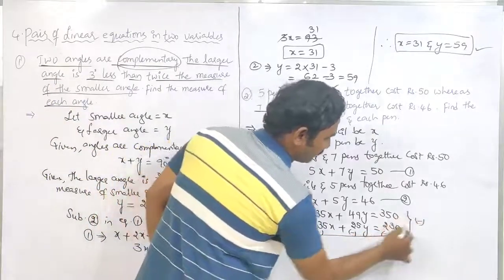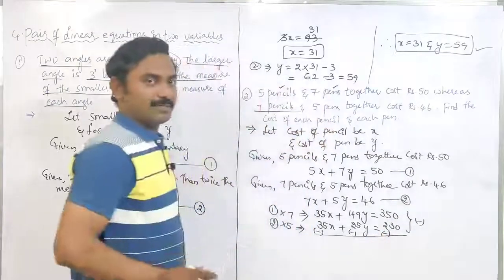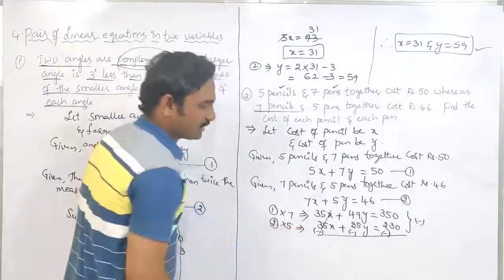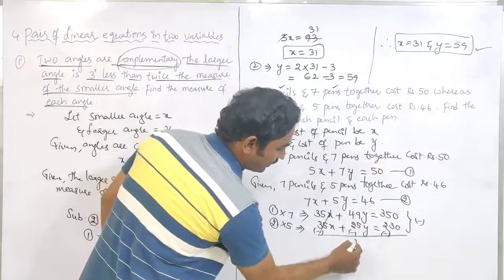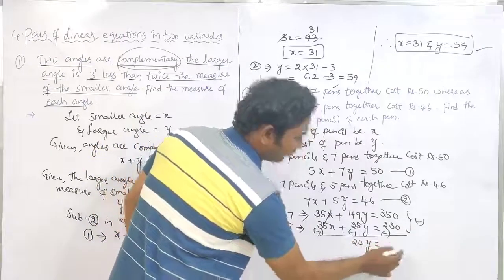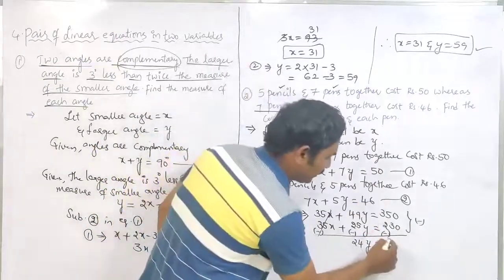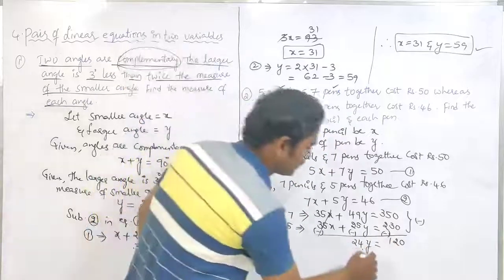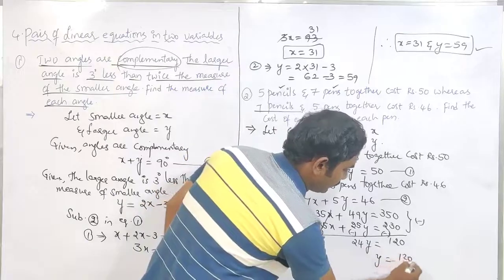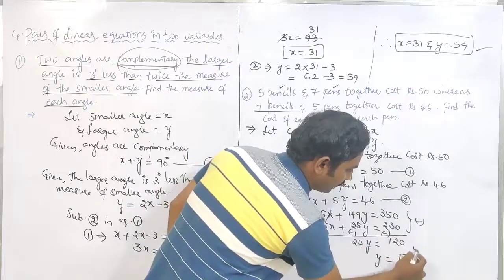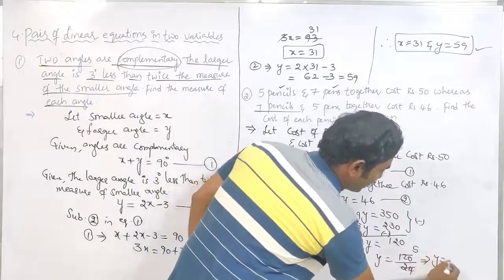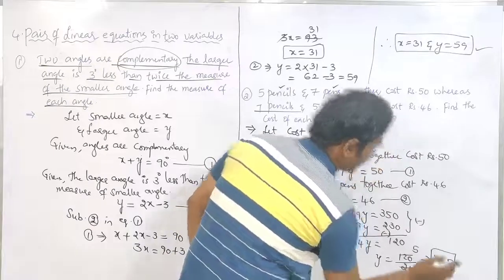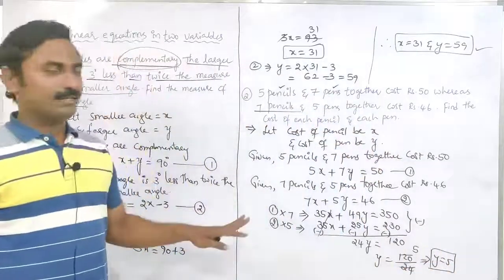Doing subtraction here, so the signs change. 35x gets cancelled. 49 minus 25 is 24y is equal to, subtracting here, we get 120. So y is equal to 120 divided by 24. 24 ones are 24, 5s get cancelled. We get y is equal to 5.